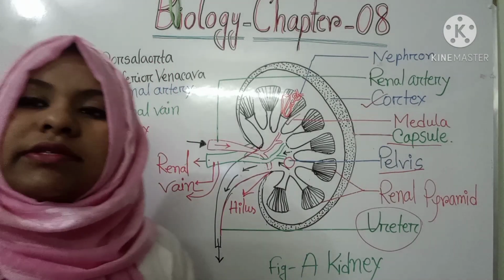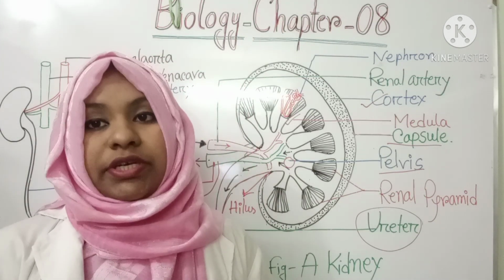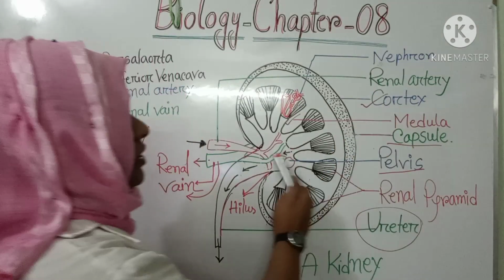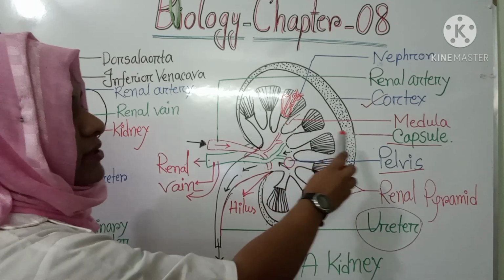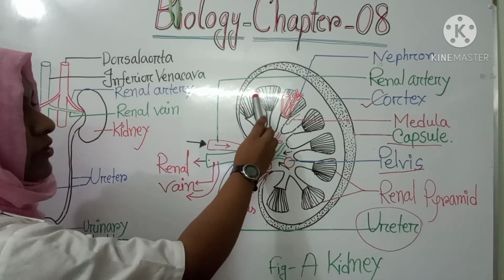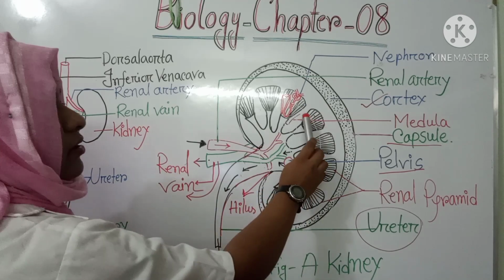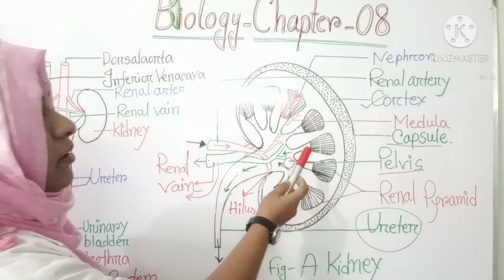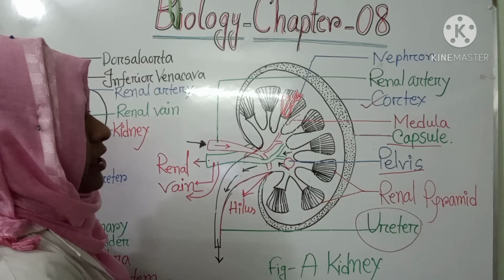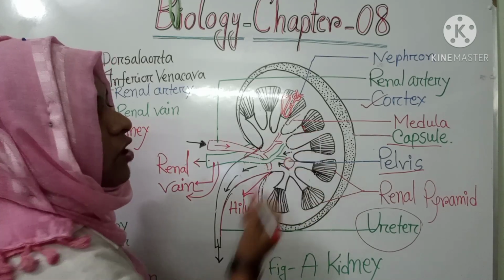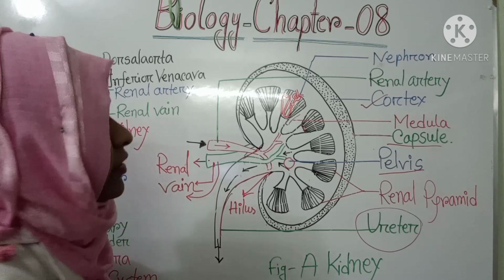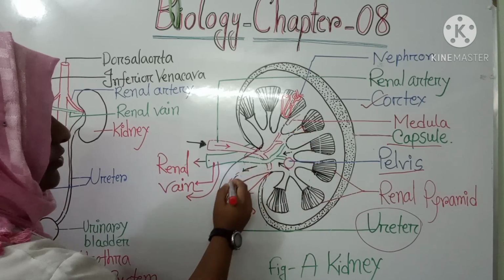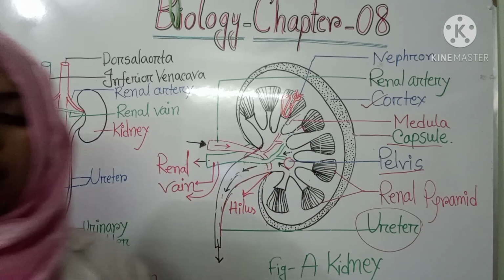In a longitudinal section of each kidney, we can see two regions. The outer part of the kidney is the cortex and the inner part of the kidney is the medulla. There are 8 to 12 renal pyramids in the medulla. All these are renal pyramids. The apex of each pyramid is called the papilla. This papilla projects directly into the ureter.